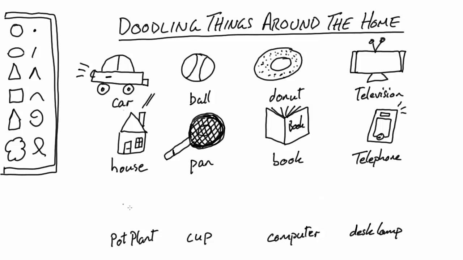And how about a pot plant? Well, for a pot plant, we have a rectangle, another line there, another line, a circle, then we have 1, 2, 3, 4, 5 arcs. And then we can draw an arc and a line there. And there's our pot plant. How about a cup? Well, we did the cup in the previous lesson. Let's just doodle that again.